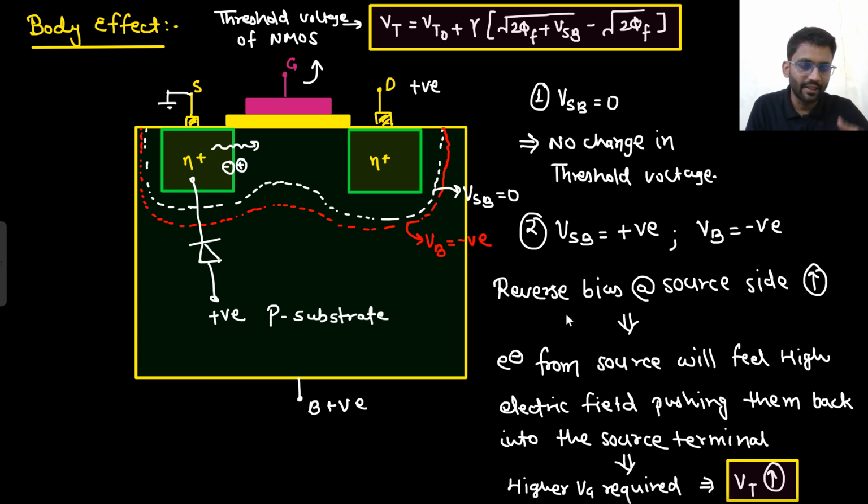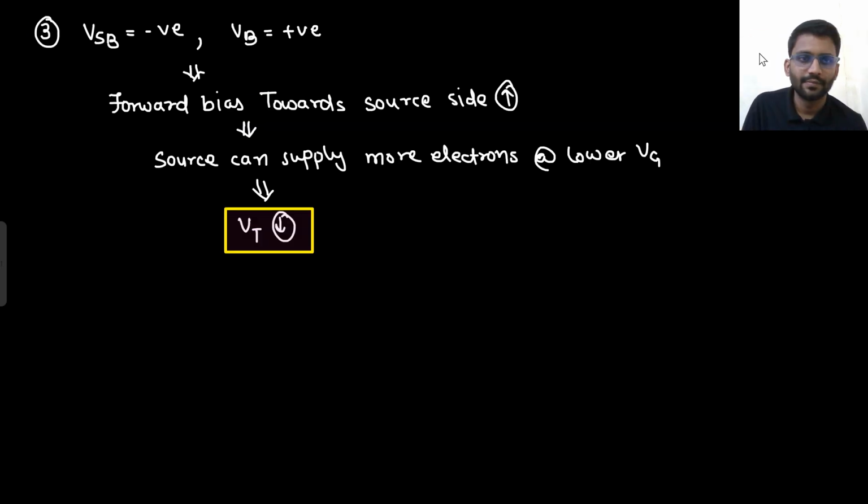So the current will increase. That means at a lower VG value only you will get more current. This source can supply more electrons now. You don't need gate potential for the supply of electrons, you have the source to supply the electrons. Now the source can supply more electrons. So this is what I have written: forward bias towards source side is increasing, source can supply more electrons at lower VG and then VT will reduce.